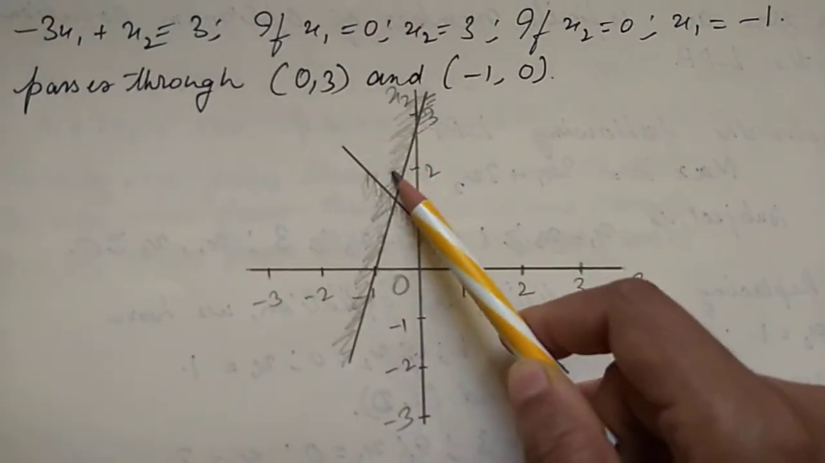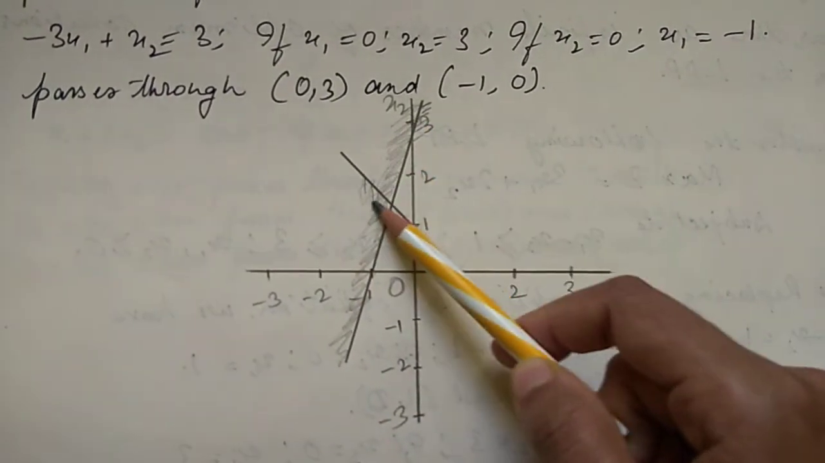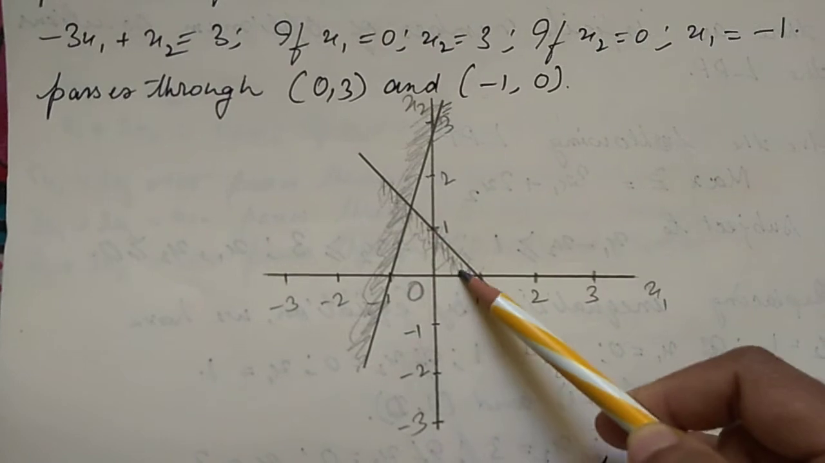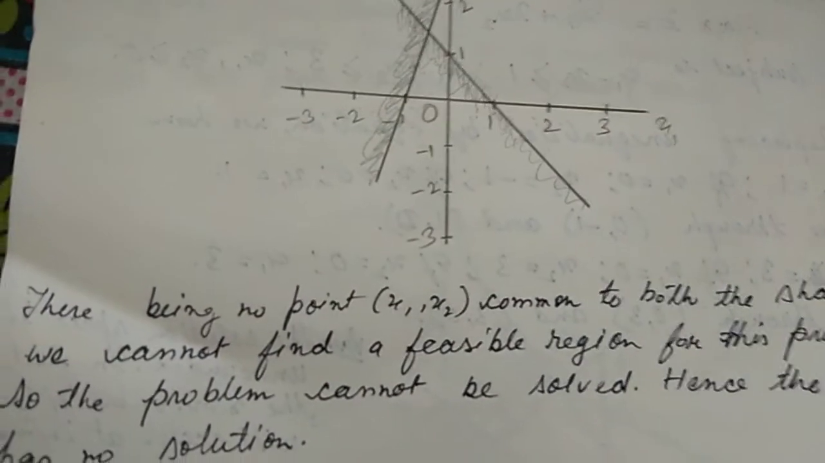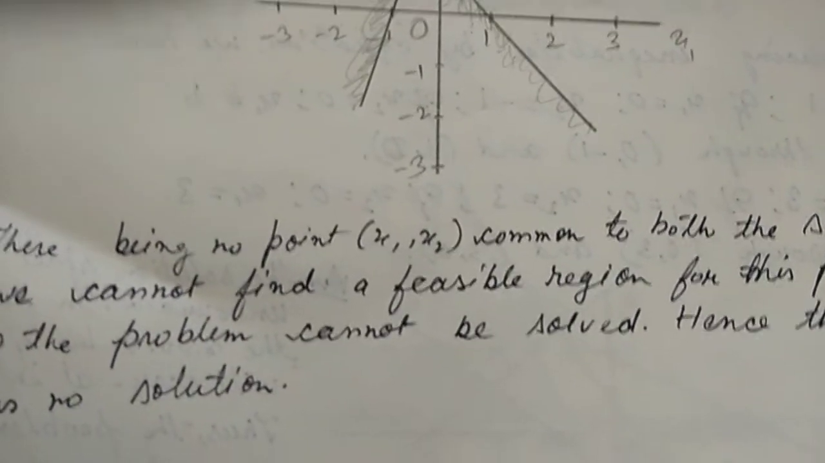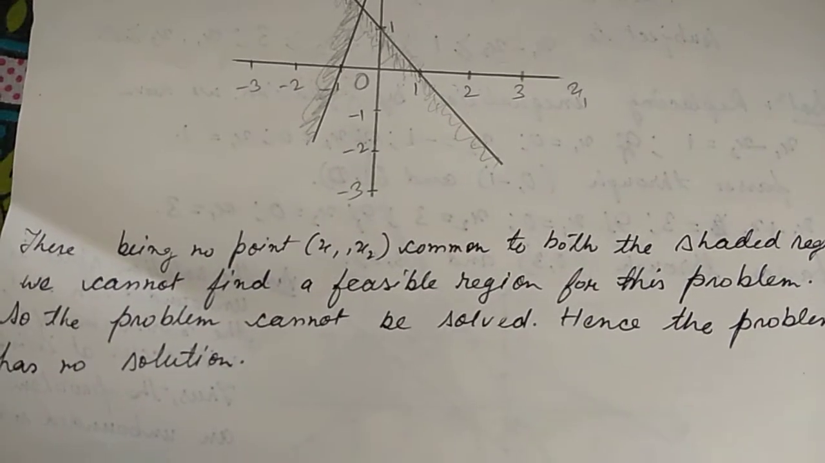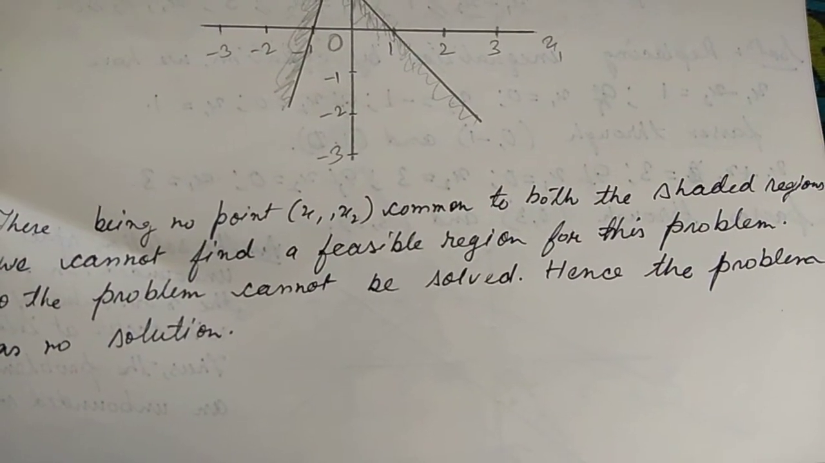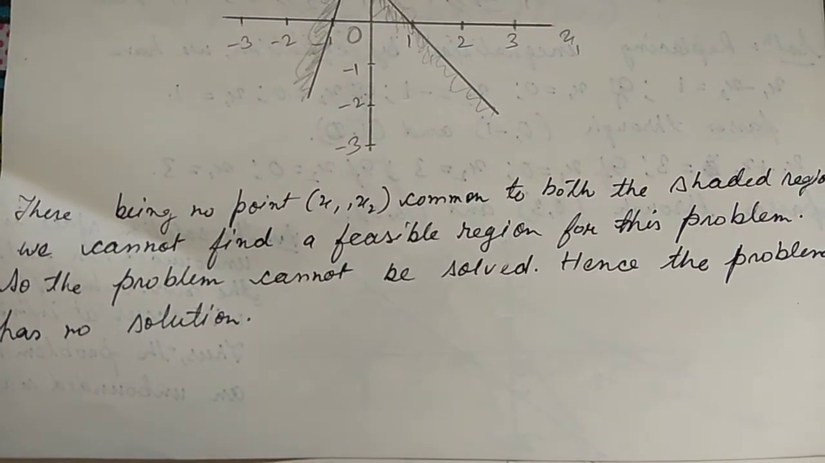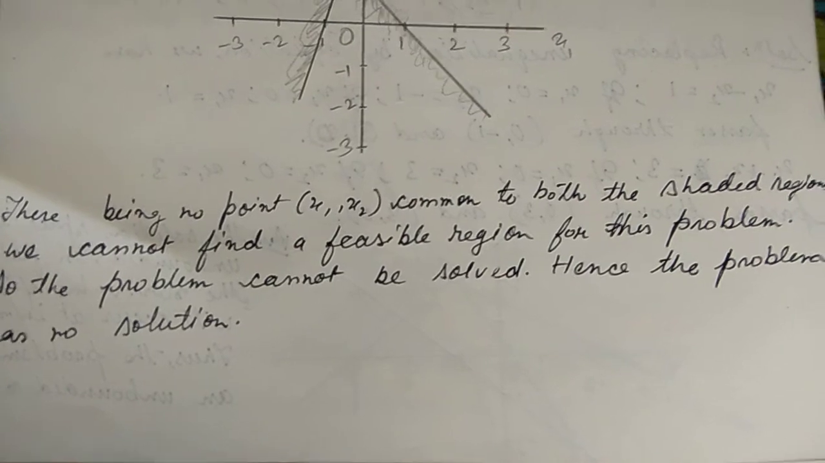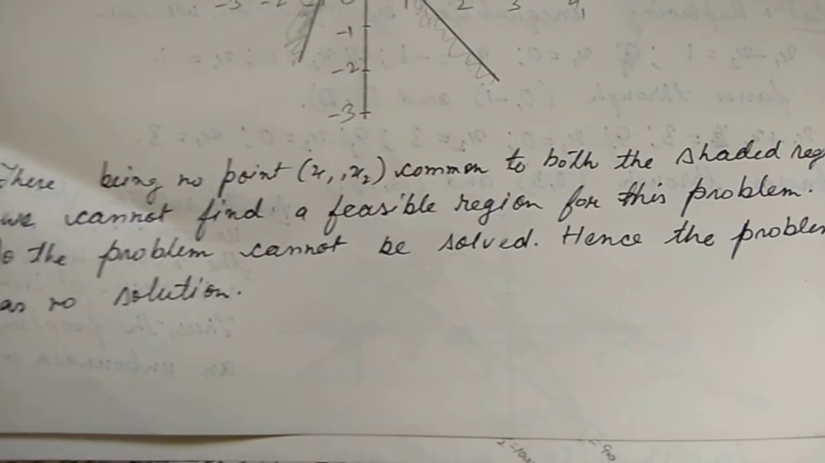Now what you can see here is there is no common region, isn't it? There is no common region, isn't it? So for this type of sum, what do we write? There being no point x1, x2 common to both the shaded regions, we cannot find a feasible region for this problem. So the problem cannot be solved. Hence the problem has no solution at all.